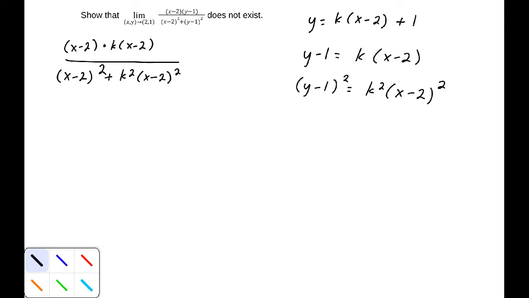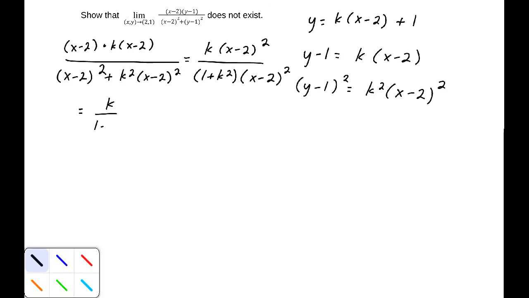All right, now this is going to be equal to, again, that's us replacing (y minus 1) squared, k times (x minus 2) squared over (1 plus k squared) times (x minus 2) squared. Now that reduces to k over 1 plus k squared.